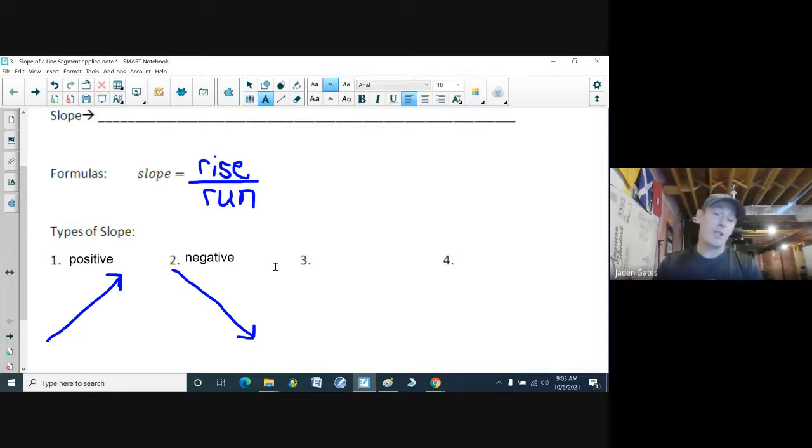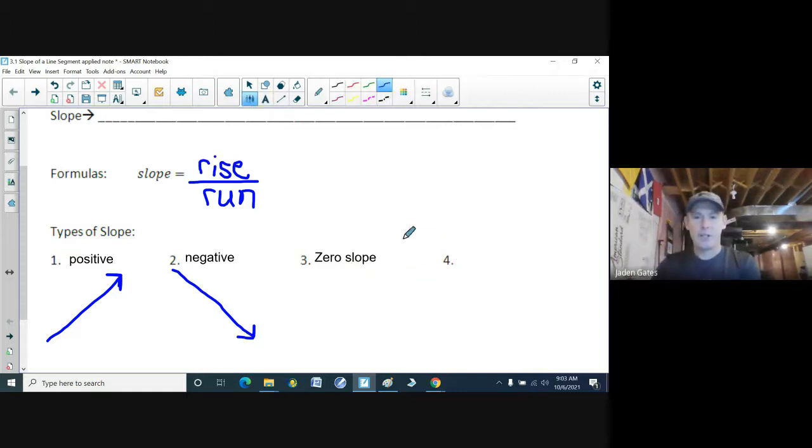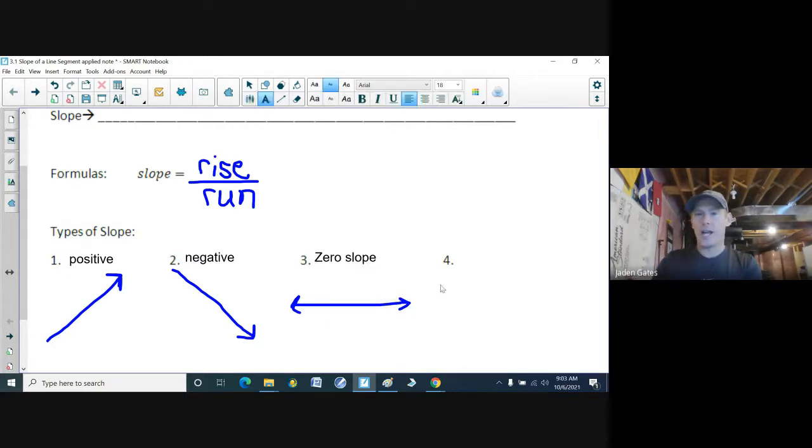And of course, in just about anything, if you have something that's positive and you have something that's negative, you have neutral or zero slope right in the middle. And what zero slope is, you don't have uphill or downhill. It's just a flat line.